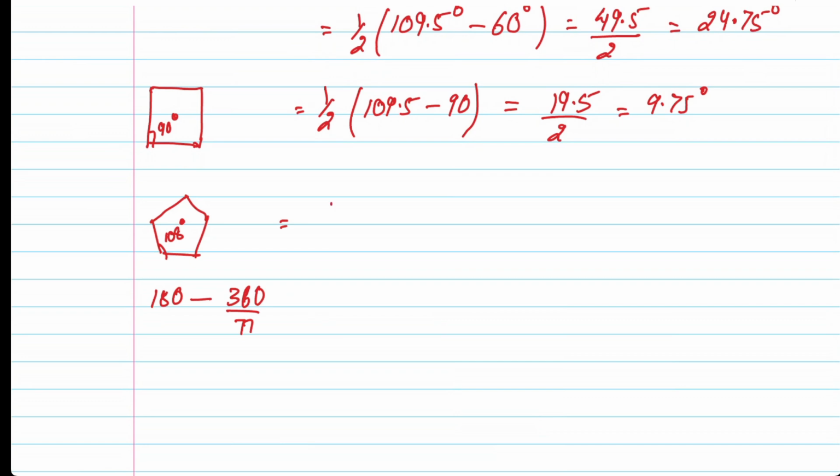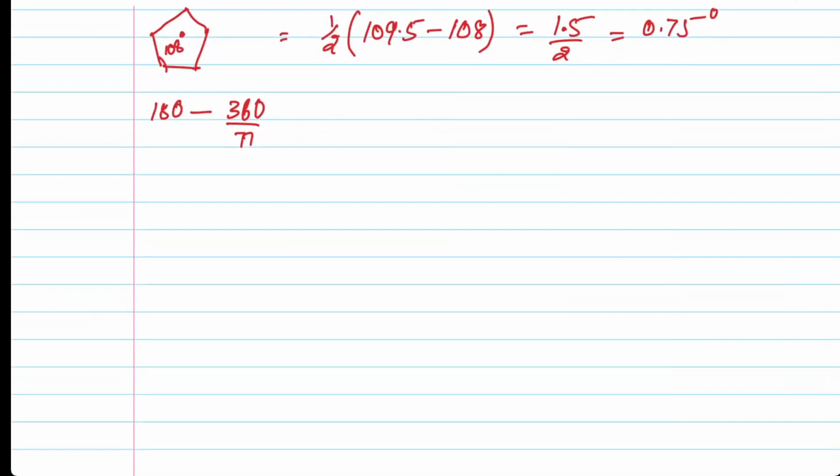So here it turns out to be 1/2 (109.5 minus 108), which is 1.5 divided by 2, equal to 0.75 degrees. So cyclopentane is practically not having any angle strain. The five-membered cyclic structures are quite stable, having carbons in sp3 hybridization. Now let's talk about cyclohexane.